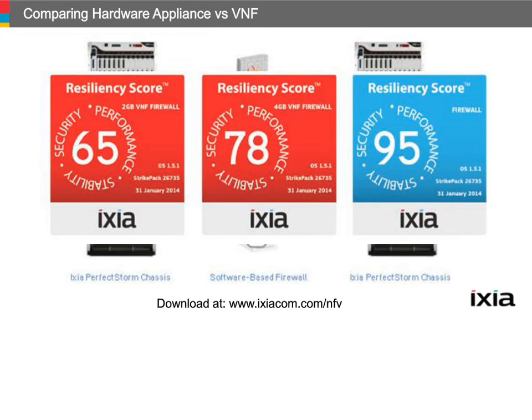When we ran the firewall as a VNF, a virtual function, allocating 2 gig, which is the default, it scored a 65 in the breaking point resiliency test. By going up to 4 gig of RAM, we're able to increase the performance of that virtual firewall to 78. Now, it's still not equivalent to the appliance, yet this gives you decisions.